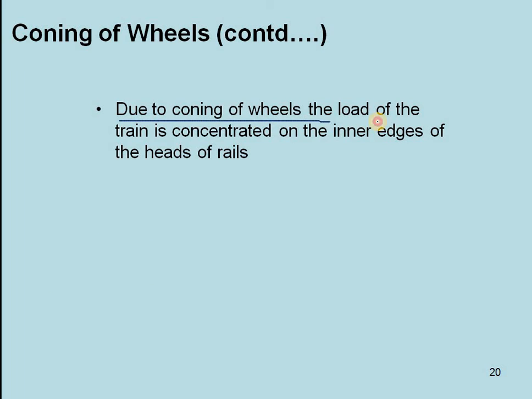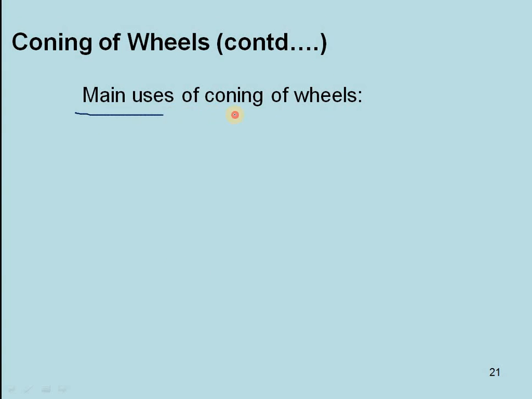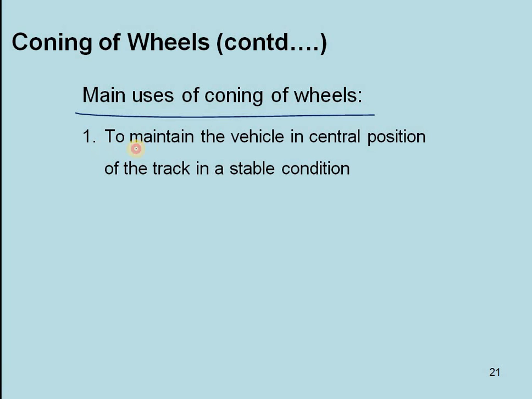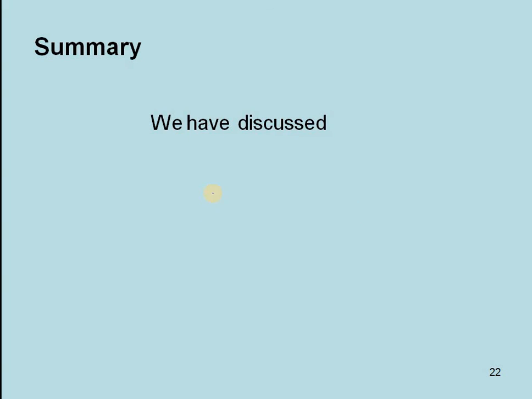Due to coning of wheels, the load of the train is concentrated on the inner edges of the heads of the rails, and to prevent this, rails are tilted inwards at a slope of 1 in 20 to conform to the coning of wheels. The main uses of coning of wheels are to maintain the vehicle in the central position of the track in a stable condition, and to allow the inner and outer wheels to travel different distances on a curve. So these are the conditions for providing coning of wheels.